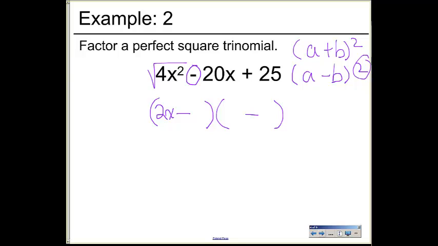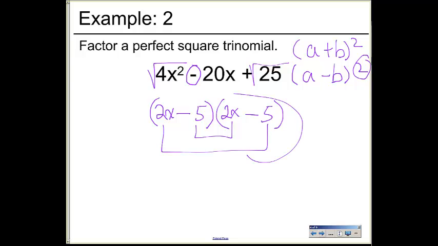Take the square root of this first term, and we have 2x, and it's going to be in the same location, 2x, 2x. Then we take the square root of the last term, and we have a 5 and a 5. And if we were to do the whole FOIL or distribute technique out here, we will see we'll get a negative 10x here and negative 10x here, which combines to make negative 20x up there.